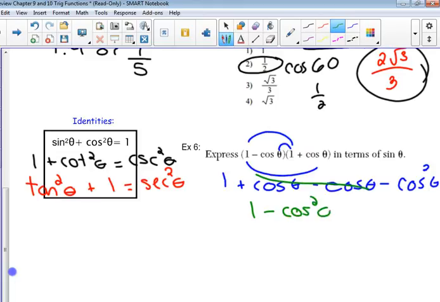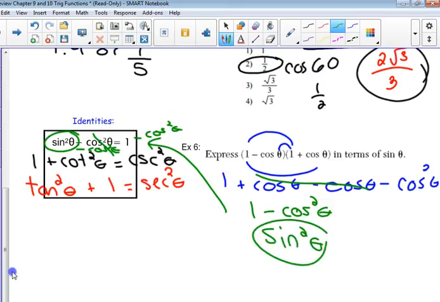cosine squared. But this will come up quite a bit. When you have 1 being added or subtracted to a trig function squared, usually it has something to do with your identity. So if you imagine 1 minus cosine squared, what is that the same thing as? Yeah, it's using this one. Yep, sine squared theta. Because if you subtracted cosine squared over here, you're left with sine squared. So this really is sine squared theta.